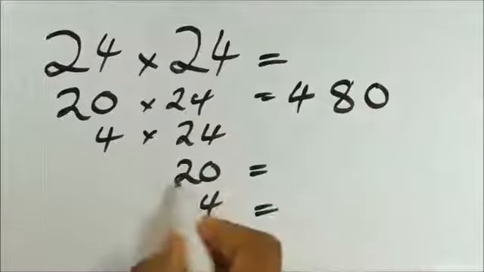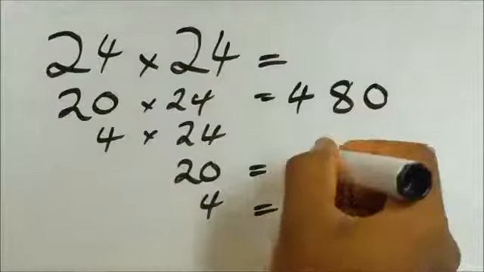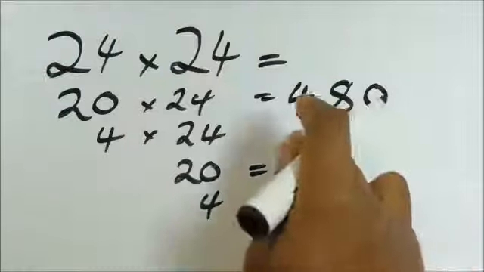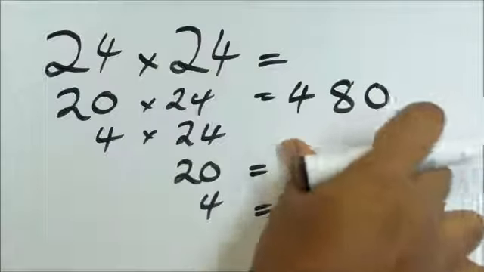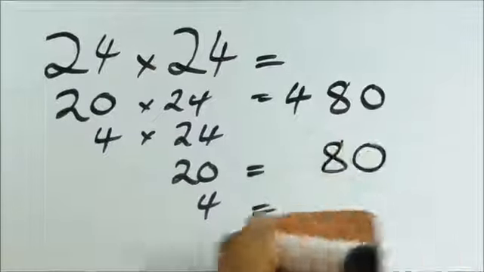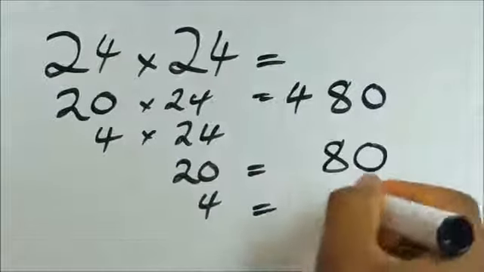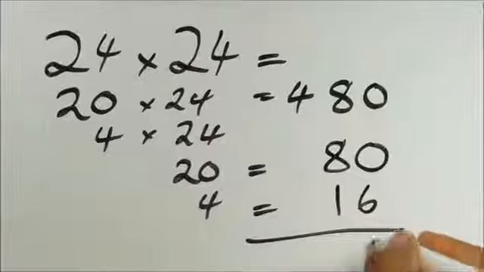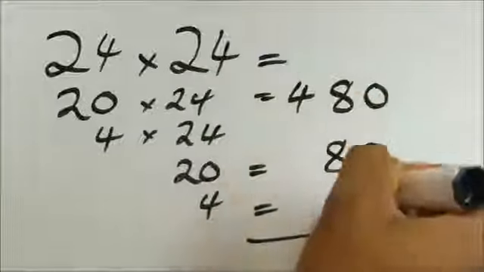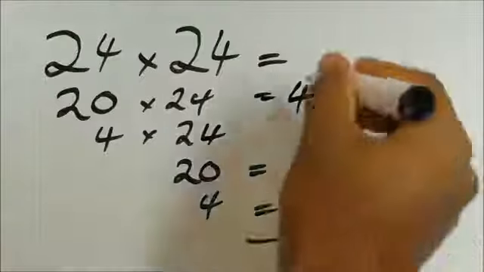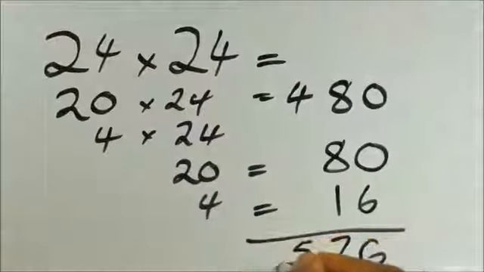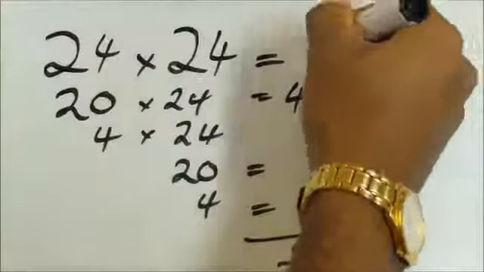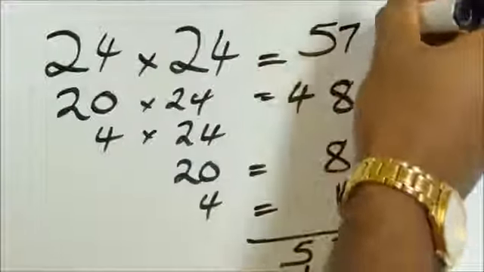4 multiplied by the 20, again just double this number and add the 0. Let me just reduce this to this side, 80 here. 4 times 4 is 16, and you add them up. 8, 6, 1, 1, 7, and 5 goes here. 5, 7, 6.